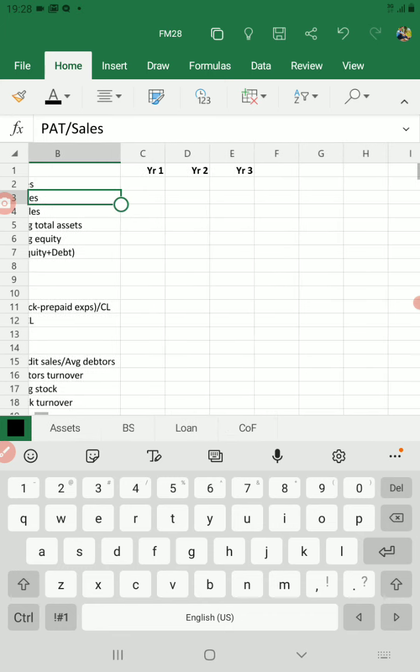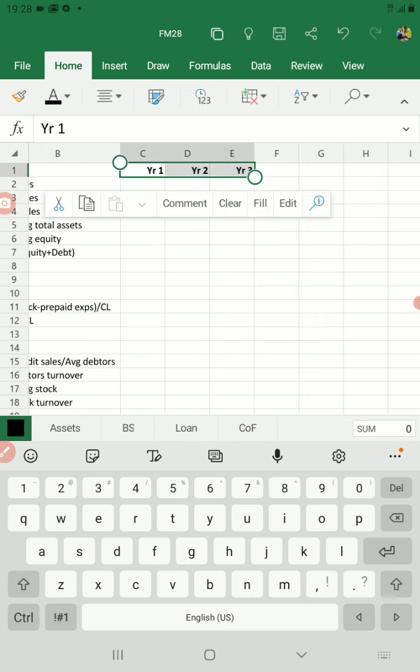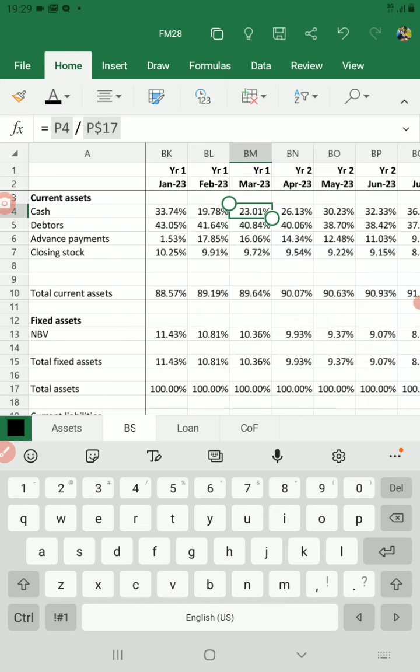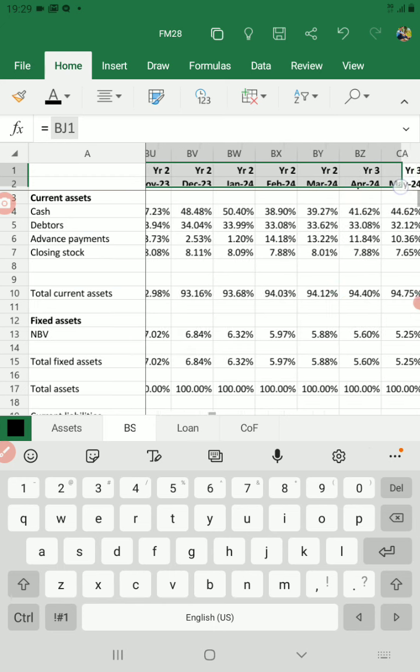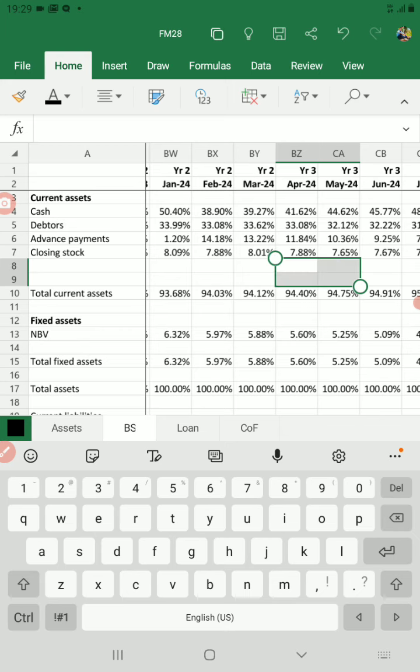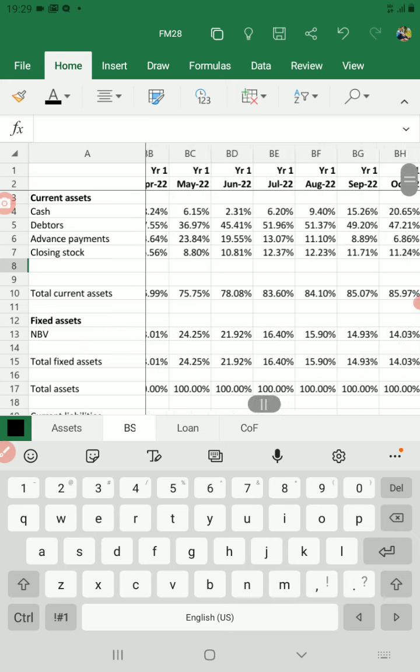So here, let me clear this and go to our monthly workings here. For example, here in balance sheet, and then take this. It is from year 1 up to year 3. So I'm going to copy all this. We will do our ratio analysis for monthly purpose. Let me start here.